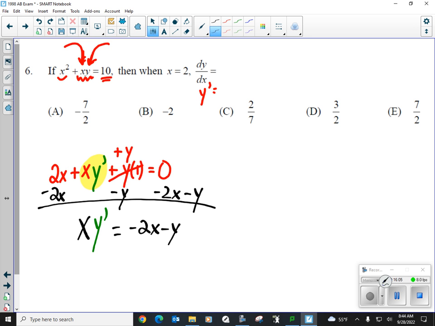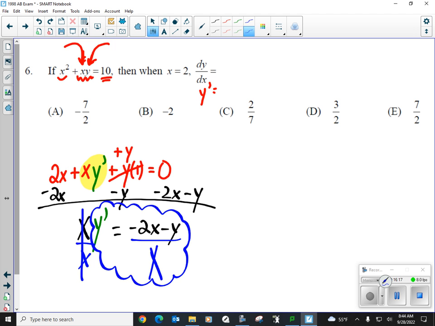The last thing we do is we just divide by x. That's an x. So this is the derivative. That's my dy dx. I wrote it as y prime. Okay? But here's the kick. They don't want the expression. They want the actual value. I know what x is.